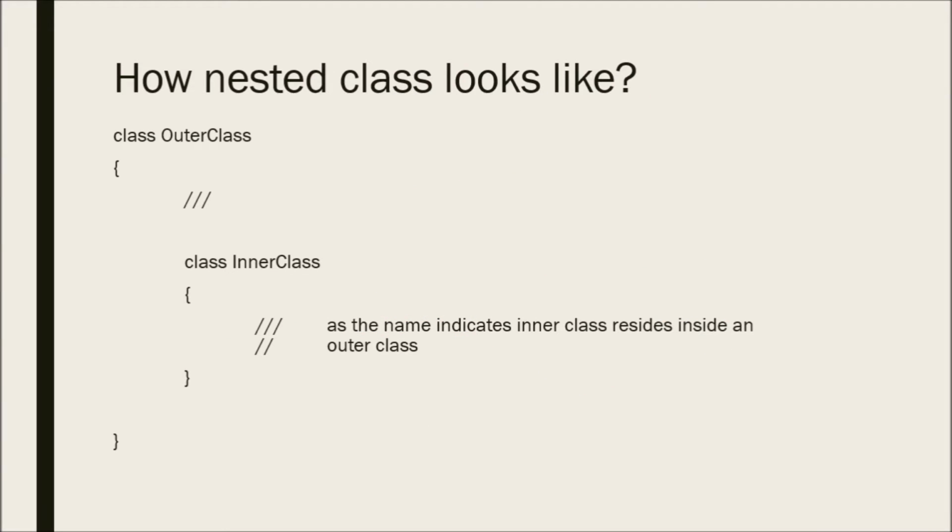How does a nested class look like? Here we will see the basic syntax of a nested class. It has two classes: one, the outer class, and second, the inner class. The inner class is embedded into the outer class. We'll know some reasons why and when to use nested classes. The first is that we can logically group the classes.